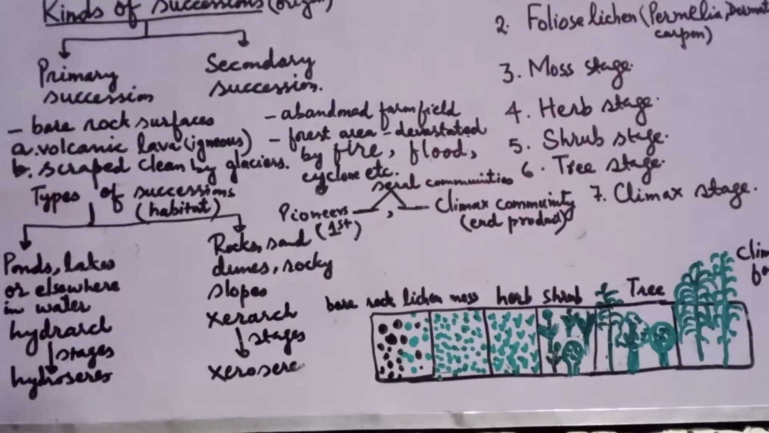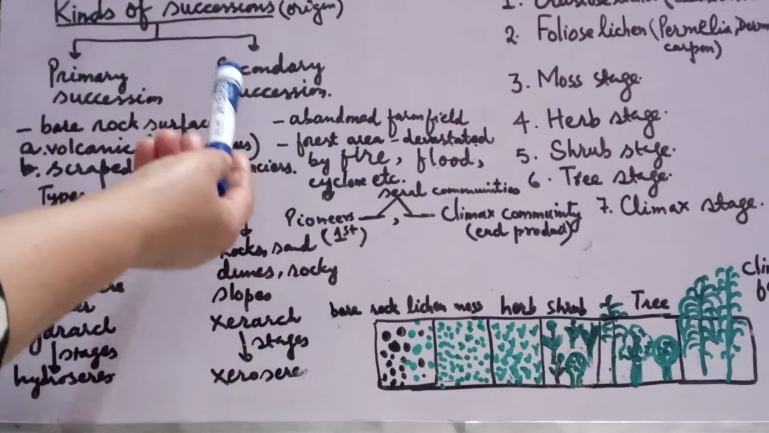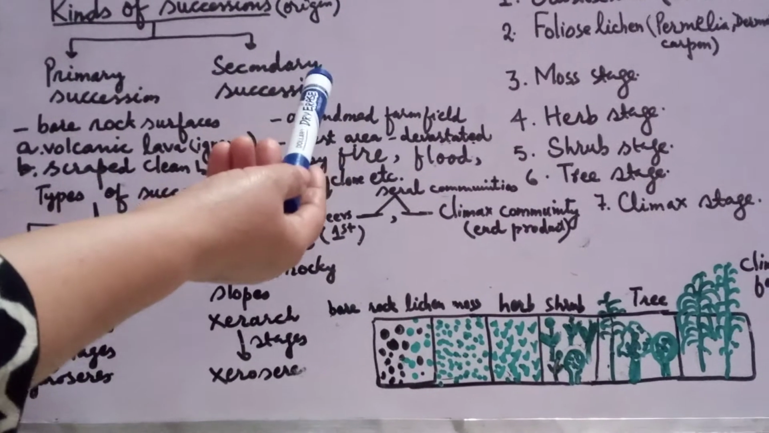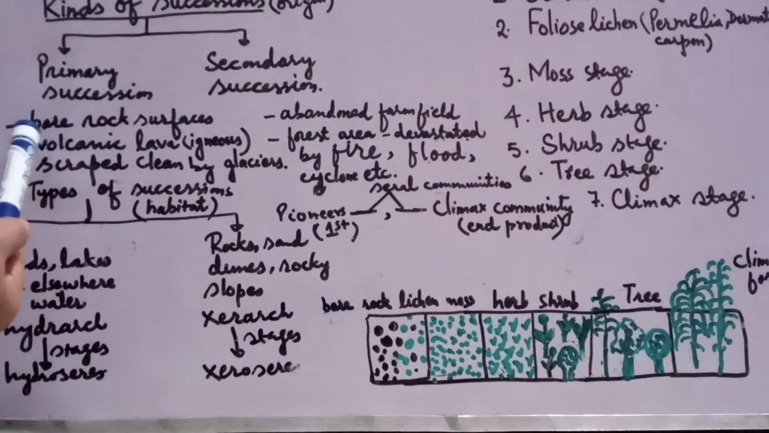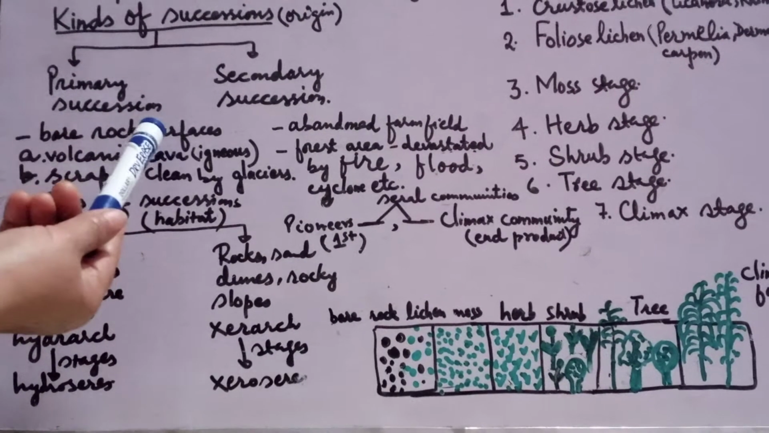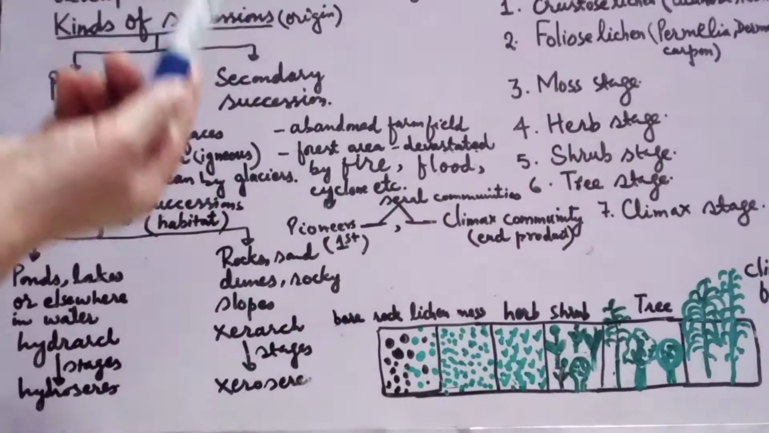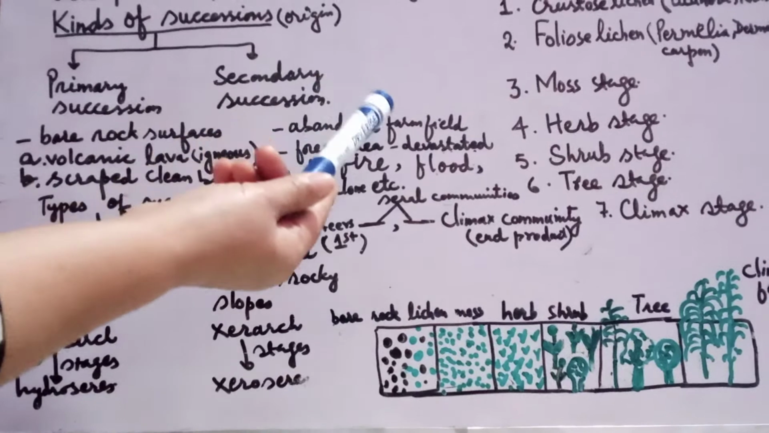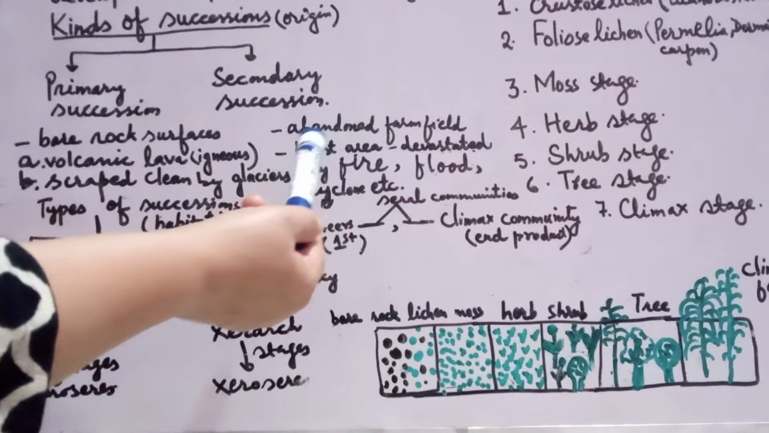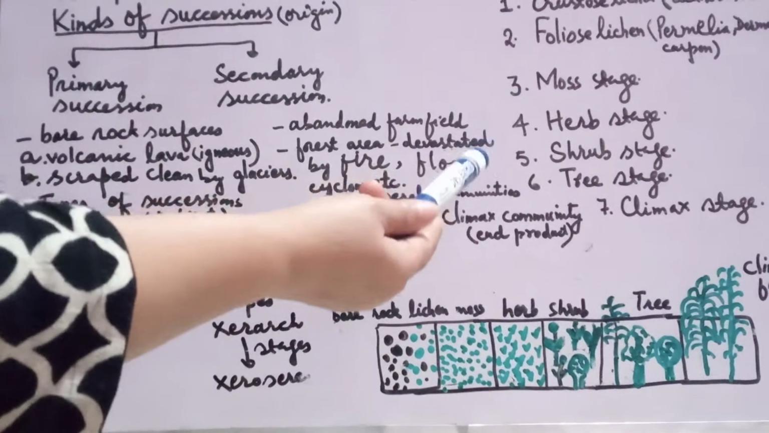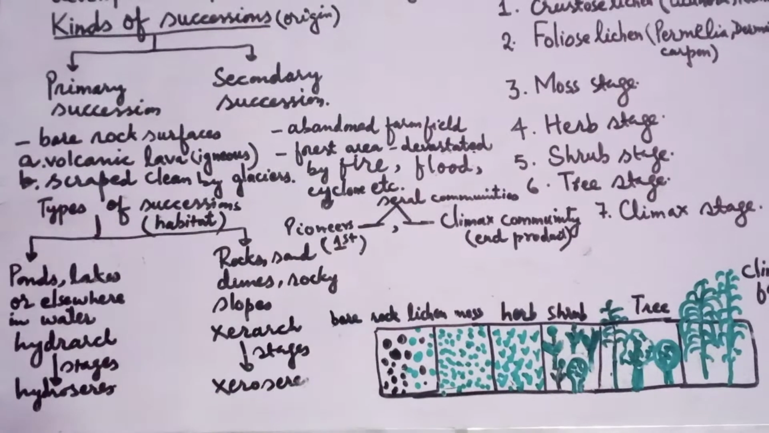Secondary succession takes less time to develop into an area, because soil is already there and some moisture is present, and the soil is suitable for the growth of plants. While in primary succession, first rock gets changed into soil, and then it allows vegetation into that area. So secondary succession develops into an area which is an abandoned farm field, or a forest area which is devastated or destroyed by fire, flood, or cyclone, etc.